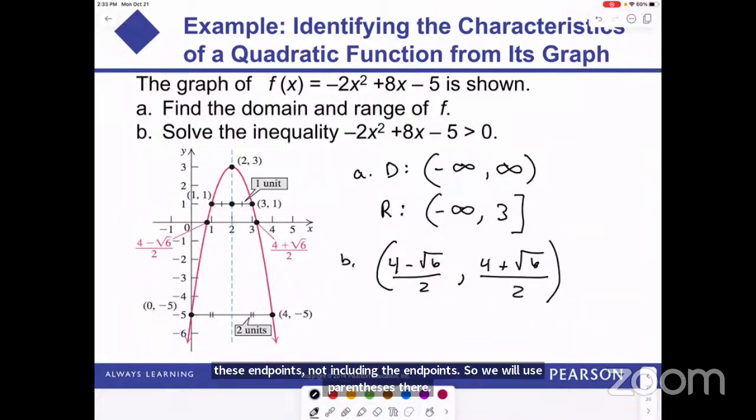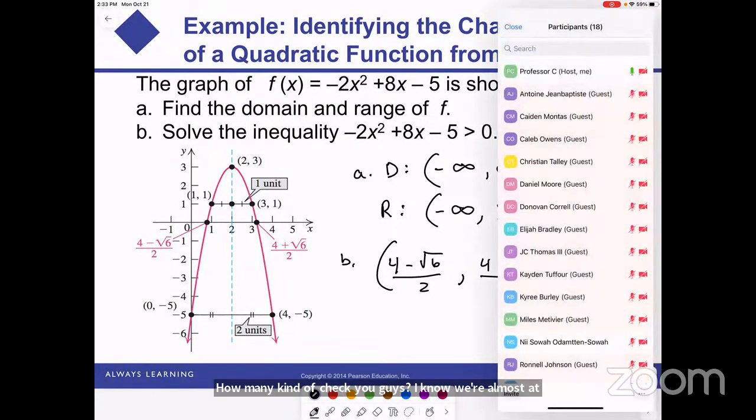Let me kind of check on you guys. I know we're almost done with the section. You guys look okay. Let's keep going.